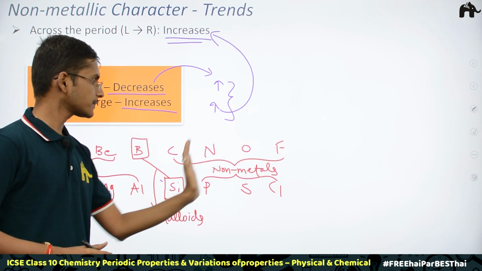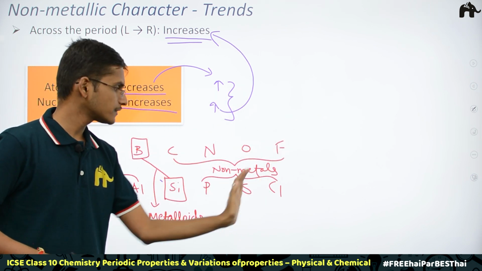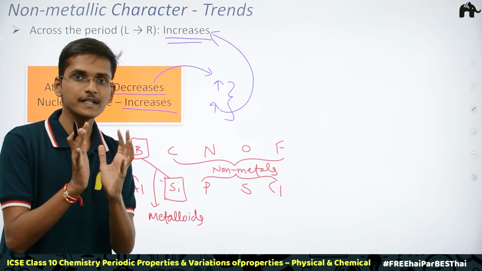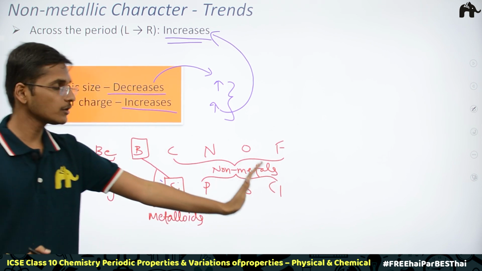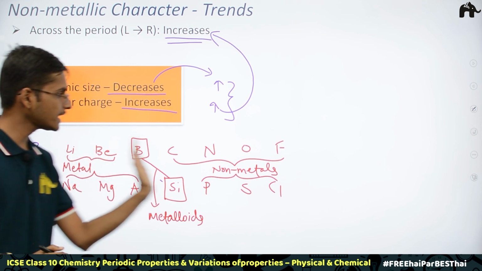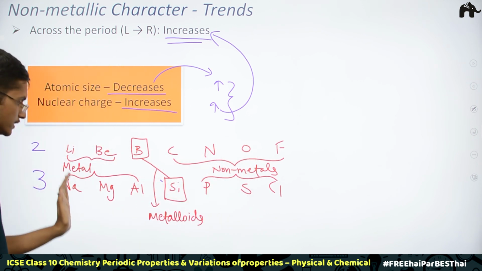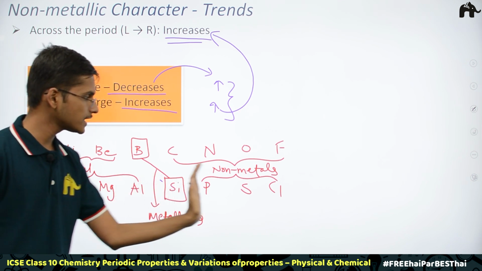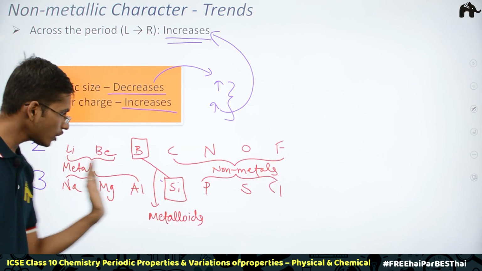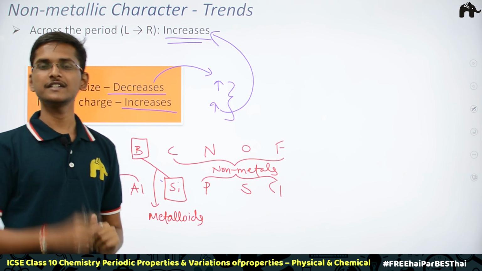That's it. So carbon, nitrogen, oxygen, fluorine, non-metals, phosphorus, sulfur, chlorine, non-metals. So what you can observe as the trend here is, see, from metal to non-metal, which means non-metallic character is increasing. We are moving more and more towards non-metal. Here also same, from metals to metalloids and then to non-metals. So this means non-metallic character is increasing.